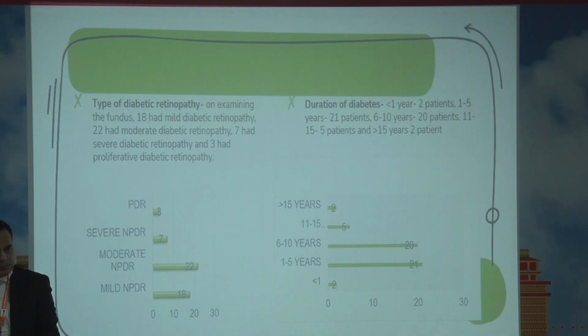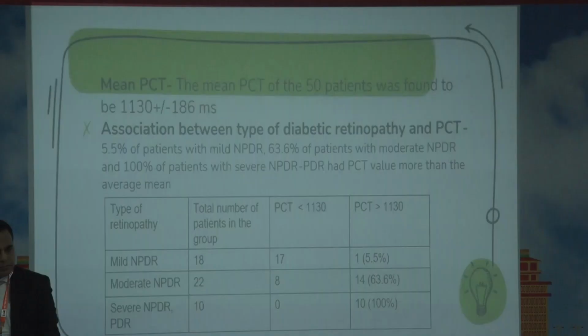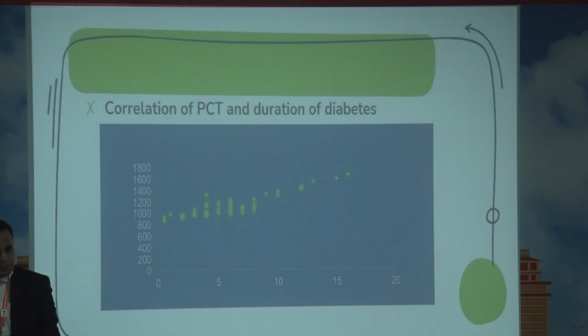2 patients had diabetes for less than 1 year, 21 patients between 1 to 5 years, 20 patients between 6 to 10 years, 5 patients between 11 to 15 years, and 2 patients had diabetes for more than 15 years. The mean PCT of the 50 patients was found to be 1130 milliseconds with a standard deviation of 186 milliseconds. And 5.5% of the patients with mild NPDR, 63.6% of patients with moderate NPDR, and 100% of patients with severe NPDR and PDR had PCT value of more than the average mean. A positive correlation was also seen between PCT and the duration of diabetes.